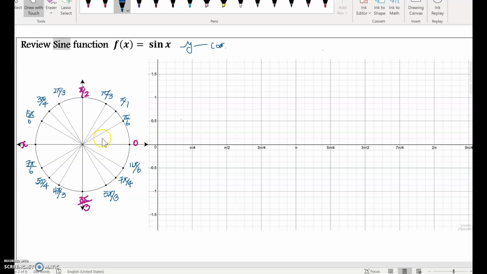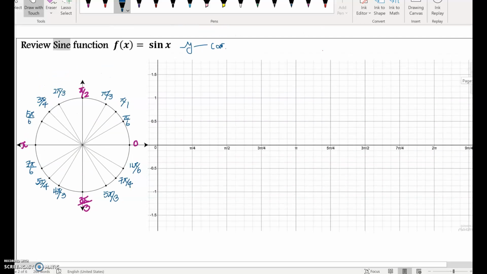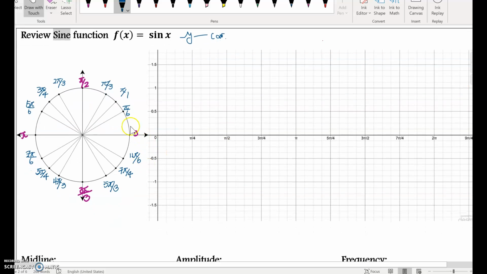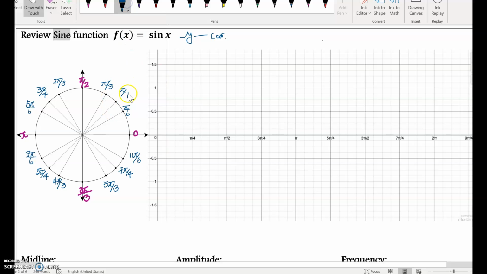Now, I made the scale of the unit circle and the graph the same. I now also put the radian measure for each one for your reference, and you should be very fluent in filling these in too. So this is 4 pi over 4. Now let's take a look at what the y values are in each of these radian measures.